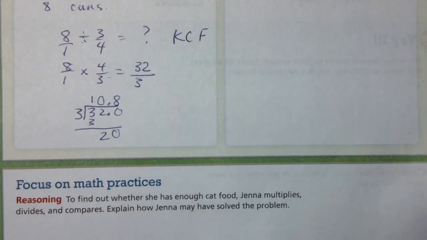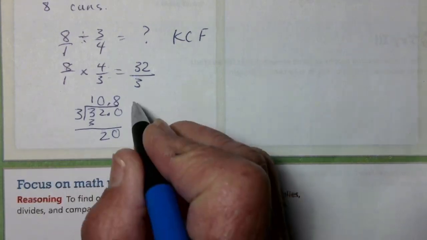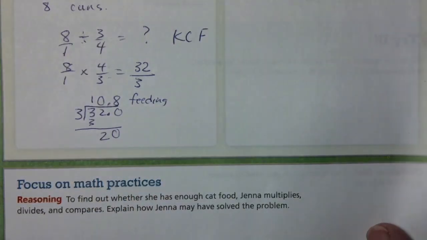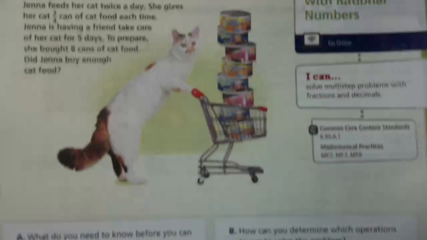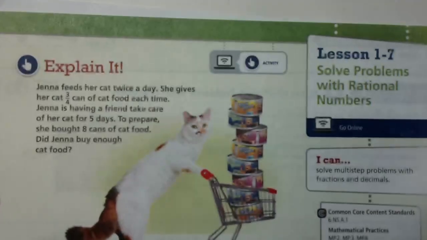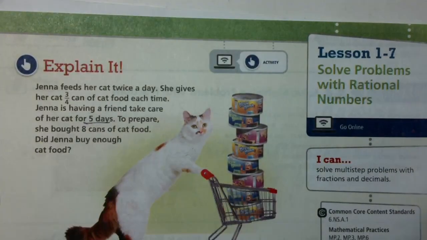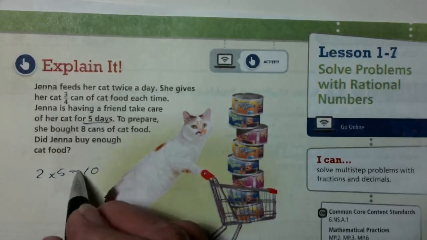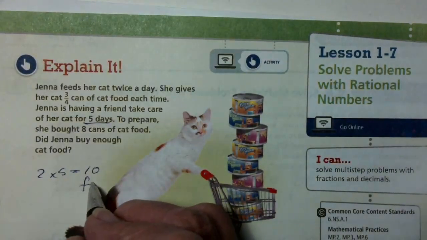Okay. So what did we actually find there? If we think about that, we have almost 11, and this would be feedings. So this is how many feedings those 8 cans will do. Now, if you go back up and look at the problem, she's going to feed the cat twice a day for 5 days. So 2 times 5 equals 10. That's 10 feedings.